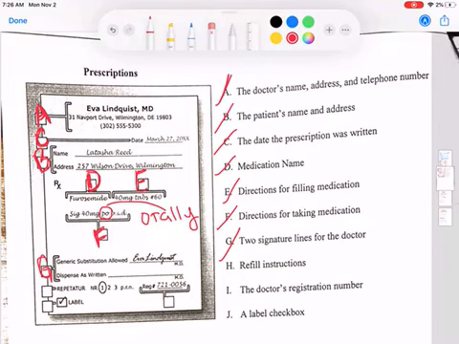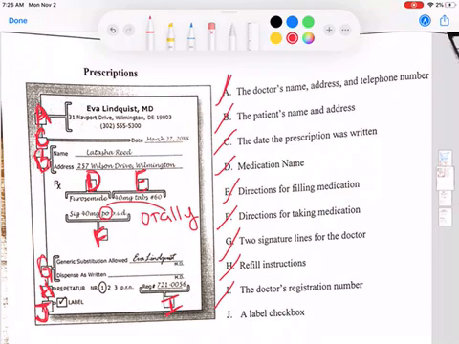Refill instructions right underneath H. This medication has 1 refill allowed. If they circled NR, that means no refill. So it goes into the computer and tells the pharmacy that, if someone comes back for the refill, how many they're allowed, and it's recorded that way. The doctor's registration number, so every doctor has one to verify that they are truly a doctor and giving out medication to patients. And J is a label checkbox right there at the bottom.